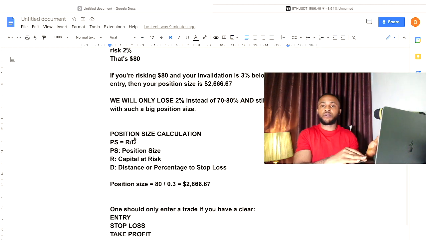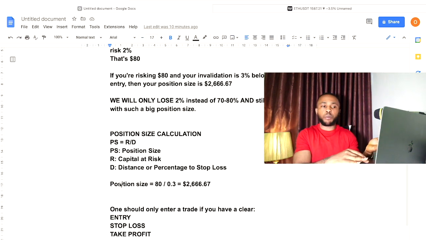As you can see here, to calculate your position size, we have this little formula, which is PS equals R divided by D. PS meaning our position size, and R meaning our risk per capital, since we're risking 2%, so that is the R. Then D is the same thing as distance or percentage to stop loss. We already know that our percentage to stop loss is 3%, and we can move it below and we can move it to the top. The more we move it, the more the percentage per risk increases or decreases.